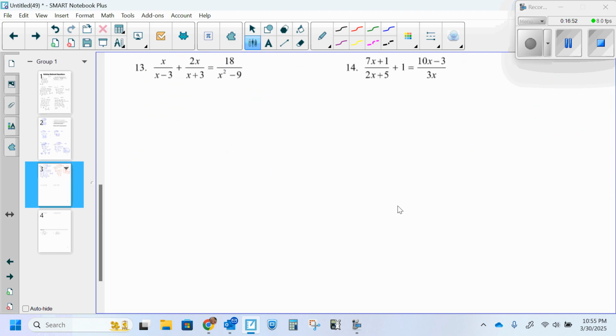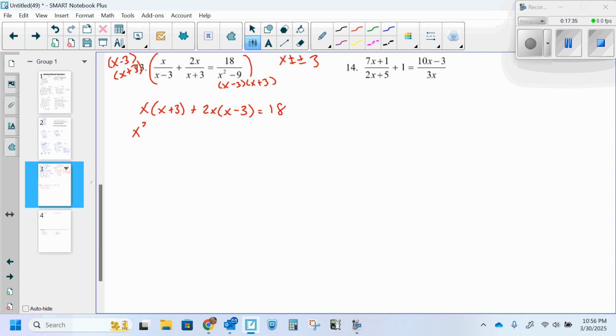Okay, factor the bottom here. We have x minus 3 and x plus 3. All right, so domain restrictions, x cannot be plus or minus 3. The least common denominator is x minus 3 times x plus 3. I just wrote it over here. So here the x minus 3's would cancel, so I have x times x plus 3. Here the x plus 3's cancel, so I'm going to have 2x times x minus 3. And this one doesn't change because I have them both.